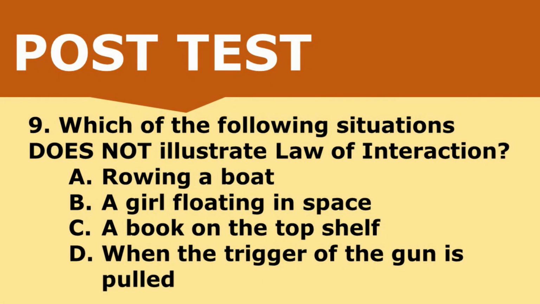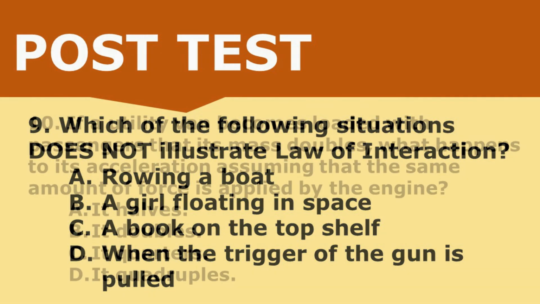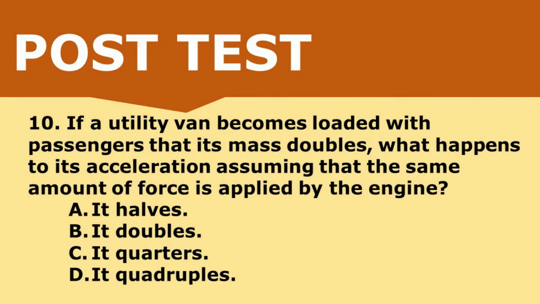Number 9. Which of the following situations does not illustrate law of interaction? A. Rowing a boat. B. A girl floating in space. C. A book on the top shelf. D. When the trigger of the gun is pulled. Number 10. If a utility van becomes loaded with passengers that its mass doubles, what happens to its acceleration, assuming that the same amount of force is applied by the engine? A. It halves. B. It doubles. C. It quarters. D. It quadruples.